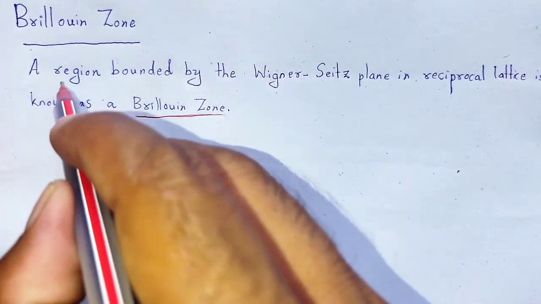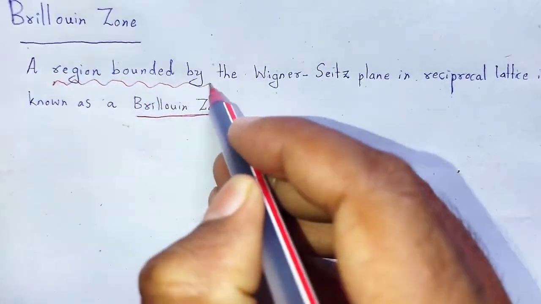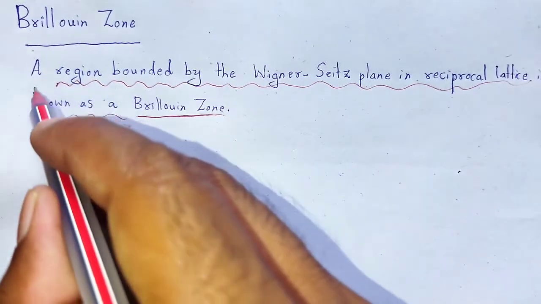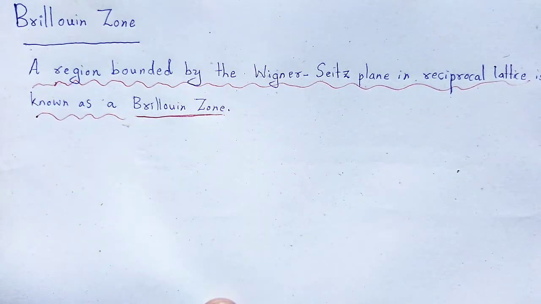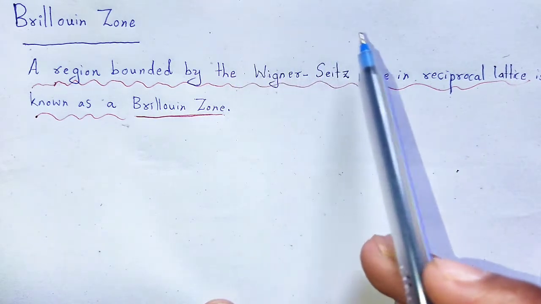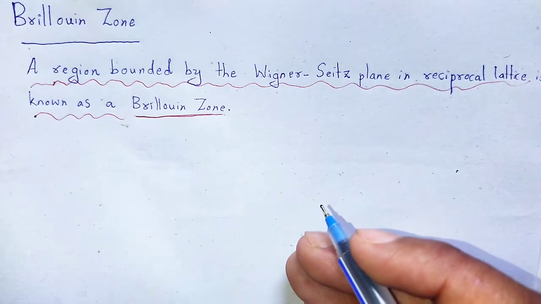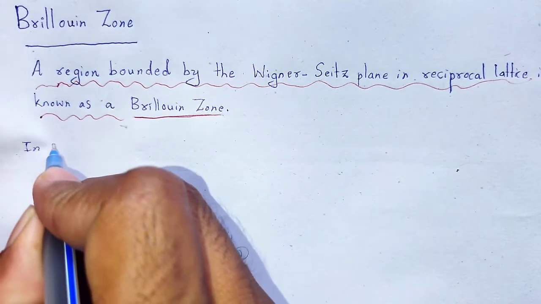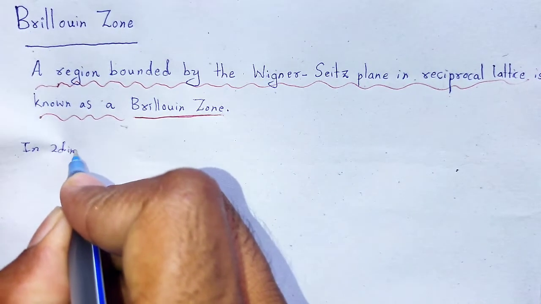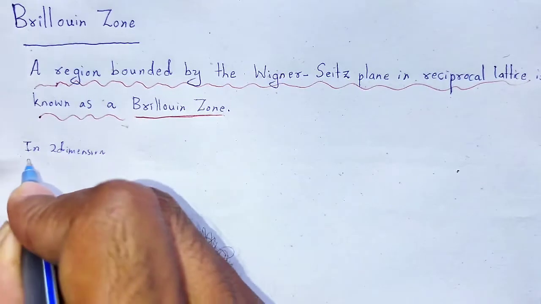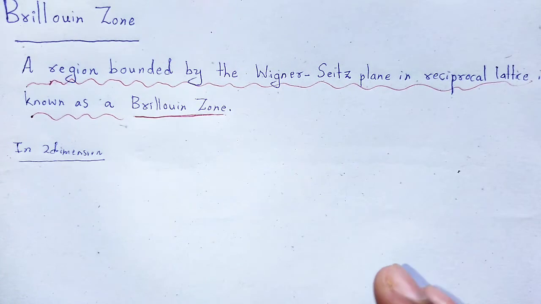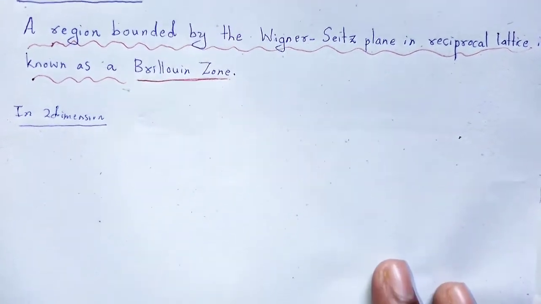Region bounded by the Wigner-Seitz plane in reciprocal lattice. Remember, Wigner-Seitz plane in reciprocal lattice. Let me consider in two dimension the reciprocal lattice points.